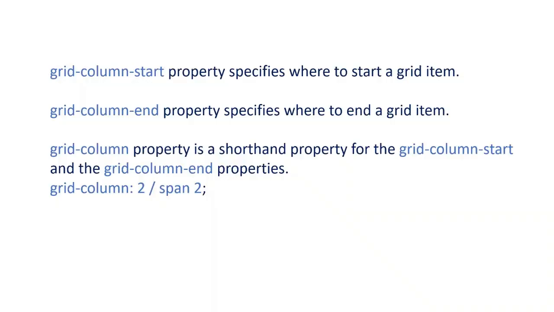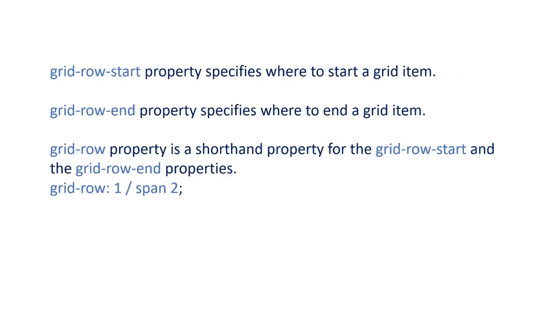Grid column start property specifies where to start a grid item. Grid column end property specifies where to end a grid item. Grid column property is a shorthand property for the grid column start and the grid column end properties. Grid column 2 / span 2.